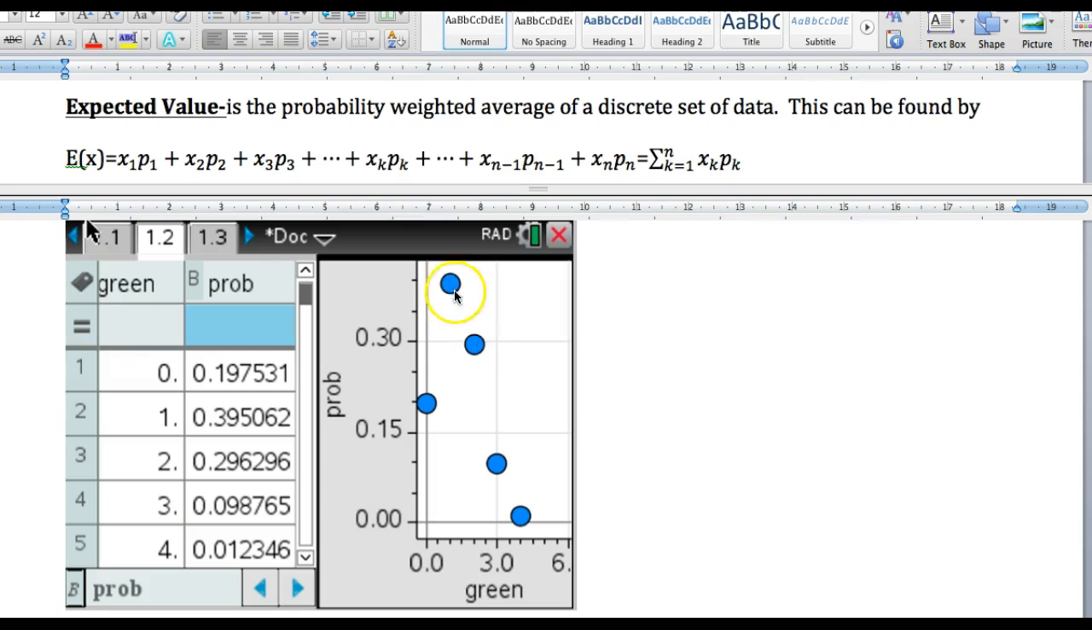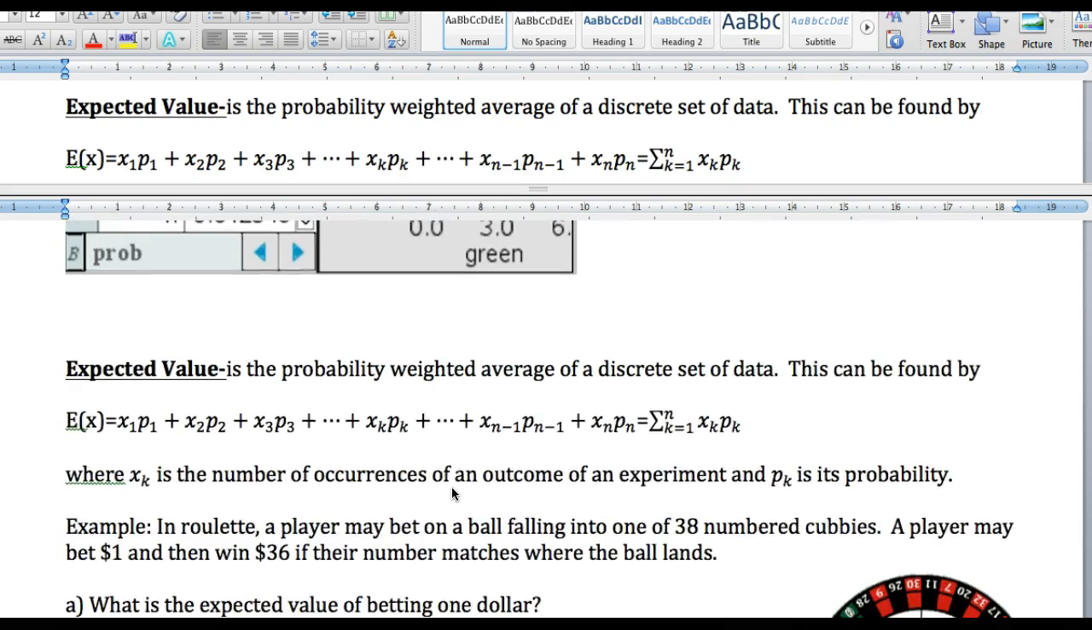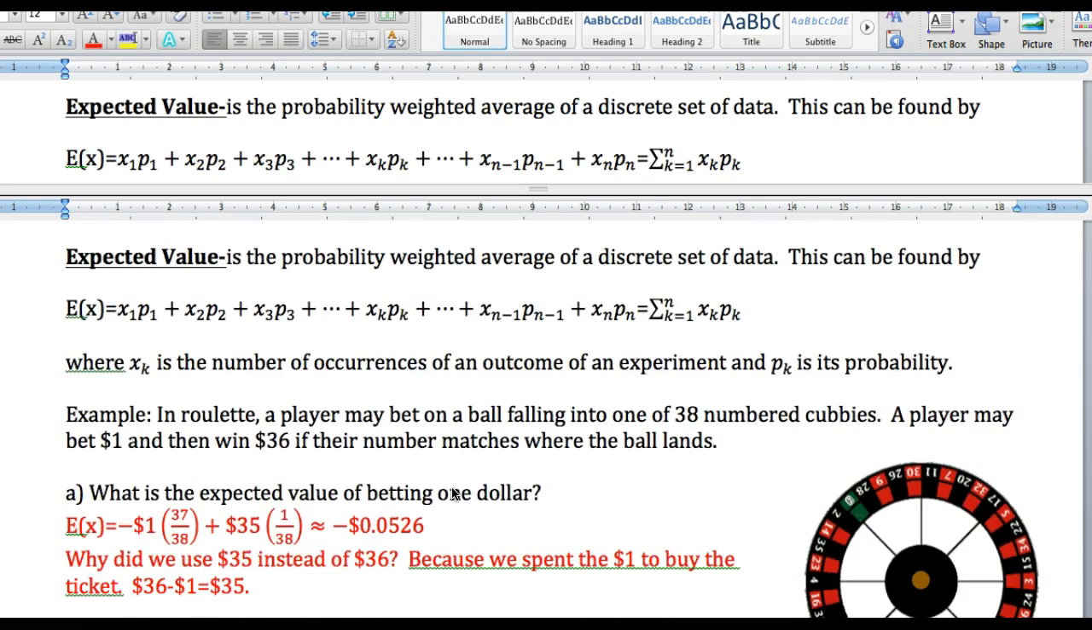Where's my highest probability? Oh, up here. So I expect my number to come in between 1 and 2. And sure enough, it did at 4/3. Okay, so here's the definition. Expected value is the probability weighted average of a discrete set of data. This can be found by this right here.